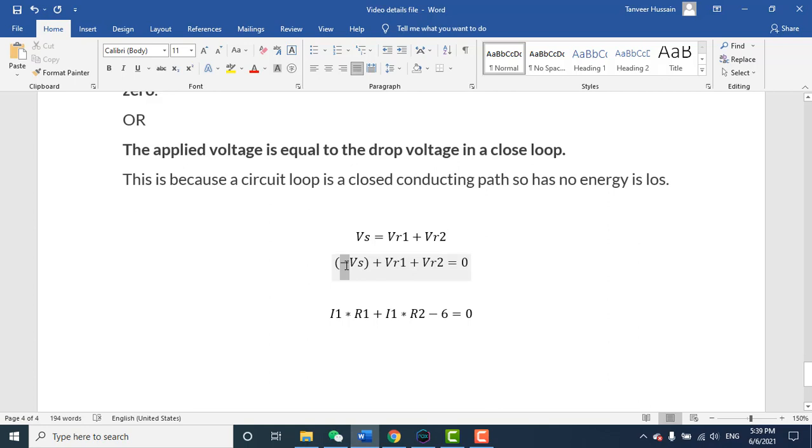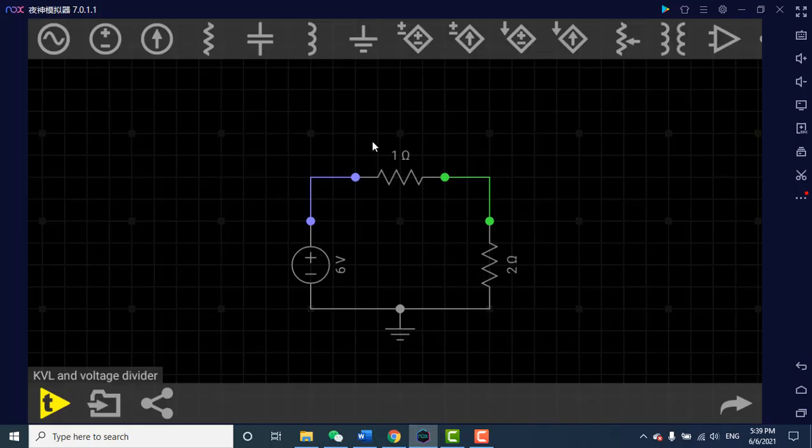So here is the minus sign. Let me explain why the minus sign is here. The basic principle to write the equation is you start from one point, move around the whole loop, and end at this point again. First you need to consider a direction yourself, because at the start you don't know the direction of current. So let's consider the current flows from left to right.